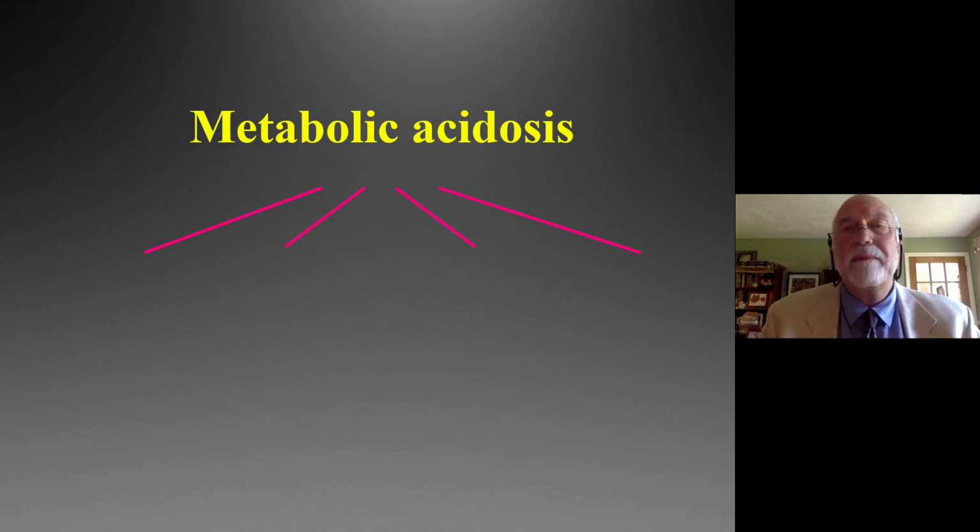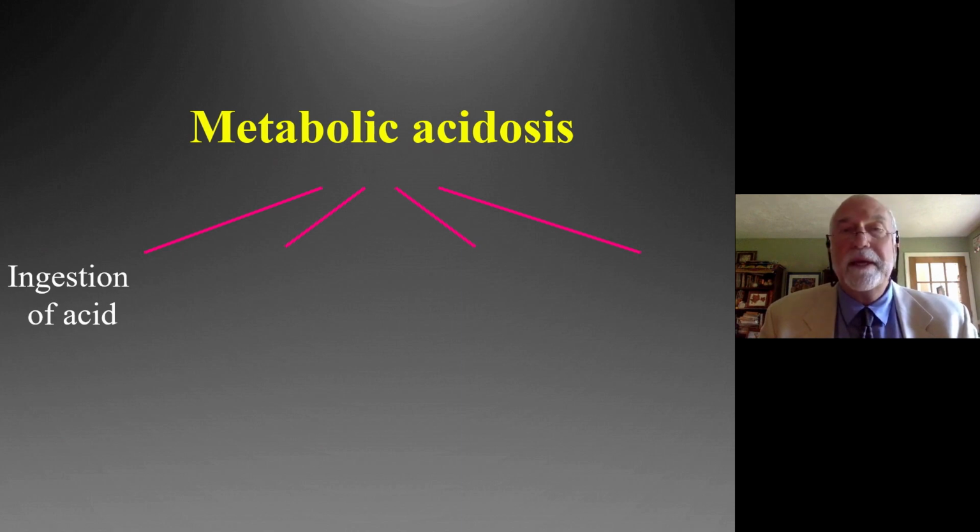This is also very commonly seen. And what is it? Well, it's really the retention of hydrogen ions. So that's how we develop a metabolic acidosis. And there's a variety of ways that this can occur.